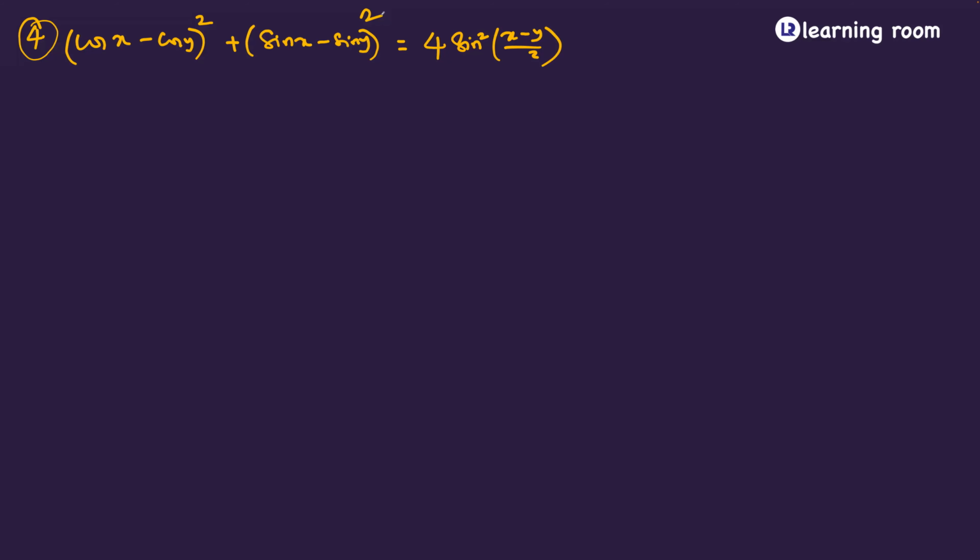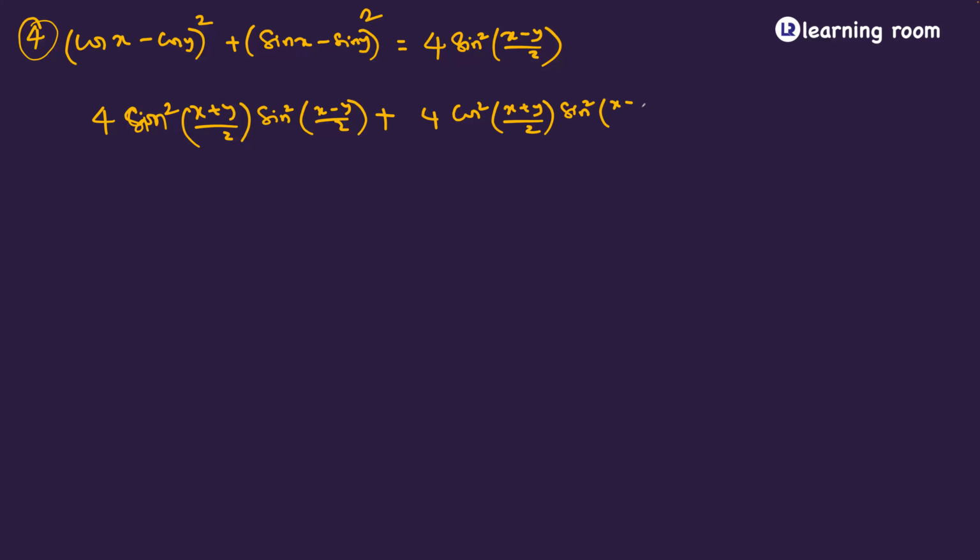So this is sine into sine. This is cos into sine. So you'll have 4 sine square (x plus y) by 2 sine square (x minus y) by 2 plus this one is 4 cos square (x plus y) by 2 sine square. Okay. So what is the left out? 4 sine square (x minus y) by 2 you can take out. So what is it that you have? Sine square (x plus y) by 2 plus cos square (x plus y) by 2, which is going to be 1. So that's the answer. It's a similar problem.